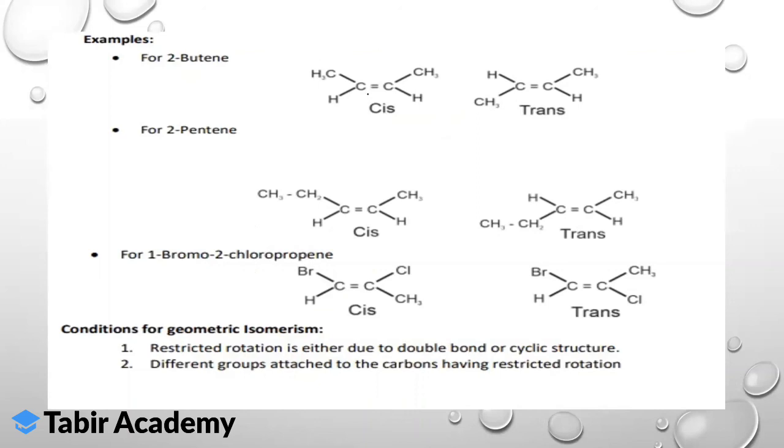So CH3CH double bond C CH3CH. So if both the functional groups are adjacent to each other, एक दूसरे के आमने सामने हैं, so this is called cis. If they are opposite to each other, so this is called ट्रांस. इसी तरह हमारे पास 2 पेंटीन की एग्जांपल है सिस एंड ट्रांस में. इसी तरह हमारे पास 1 ब्रोमो 2 क्लोरोप्रोपीन की एग्जांपल है सिस एंड ट्रांस. इफ यू नोटिस तो सब कार्बन्स में दरमियान में डबल बॉन्ड है एंड दे हैव डिफरेंट फंक्शनल ग्रुप ऑन बोथ साइड्स. Conditions for geometric isomerism is restricted rotation is either due to double bond or cyclic structure. Different groups attached to the carbons having restricted rotation.